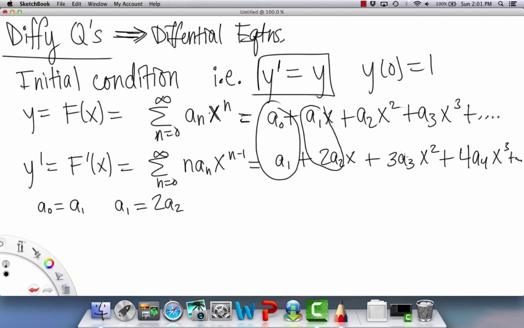And then let's look at the x squared ones. Then we have a2 equals 3 times a sub 3. And then we'll do one more. a3 would have to equal 4 times a sub 4, okay?